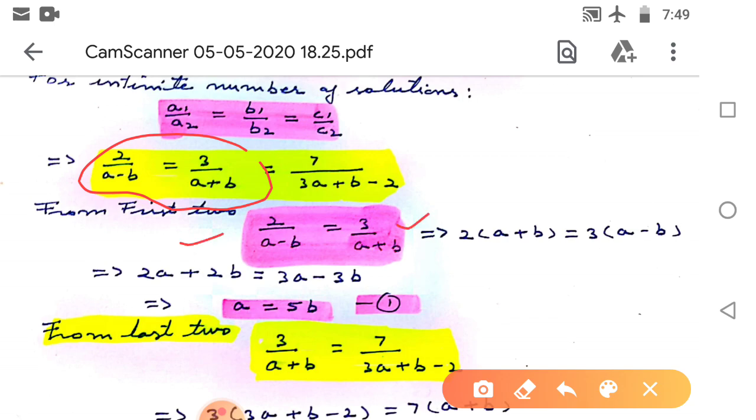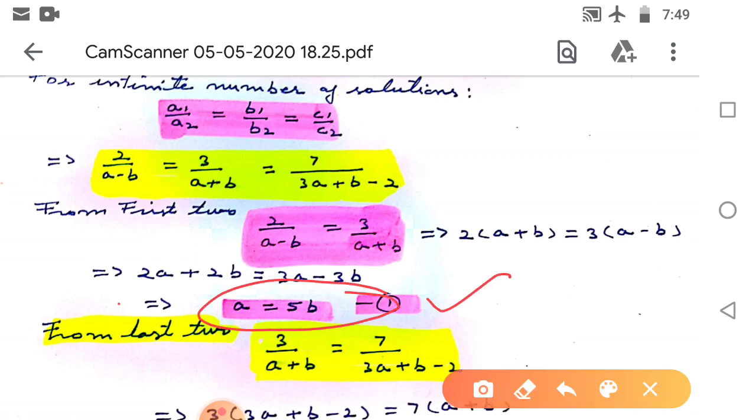Now by cross multiplication, 2 into a plus b is equal to 3 into a minus b. Look at it. Fine. Cross multiply. So we get 2 into a plus b is equal to 3 into a minus b. When you solve, we get 2a plus 2b is equal to 3a minus 3b, and finally we get a is equal to 5b here. So say this is equation number 1.